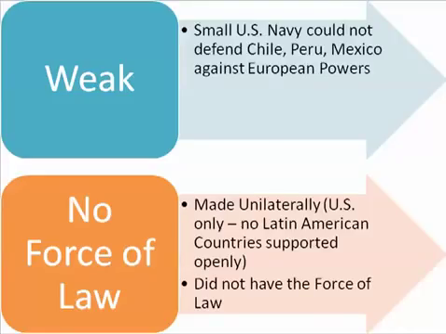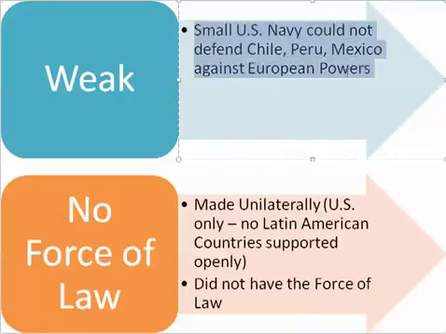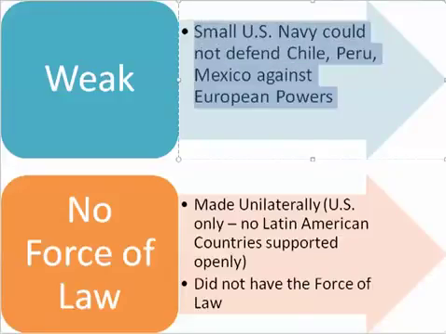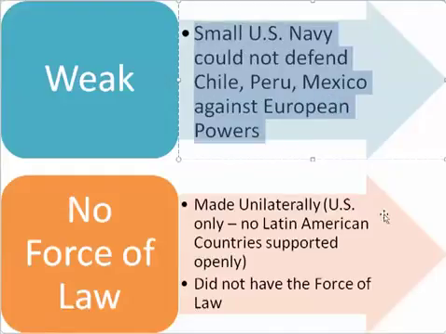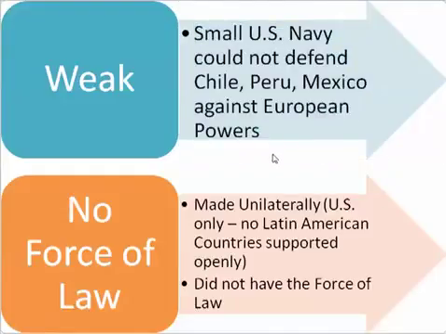At the time that the Monroe Doctrine was made, the United States was really too weak to enforce any of this or to protect those colonies in South America that used to be Spanish colonies. The small U.S. Navy could not defend Chile, Peru, Mexico, or any other South American or Middle American nation against European powers. There's just no way. We had a small Navy.